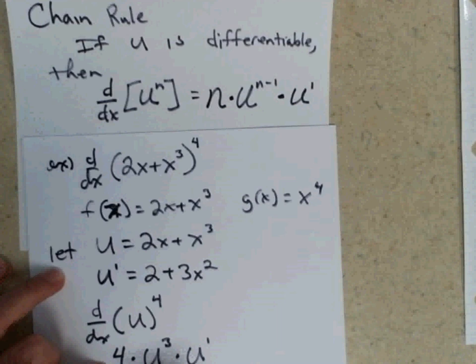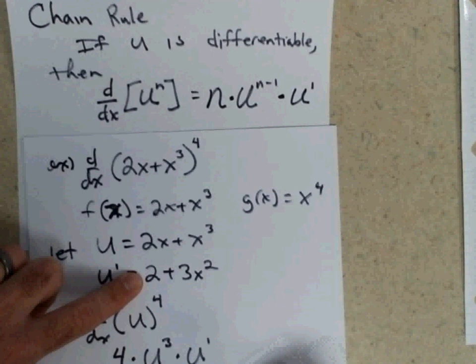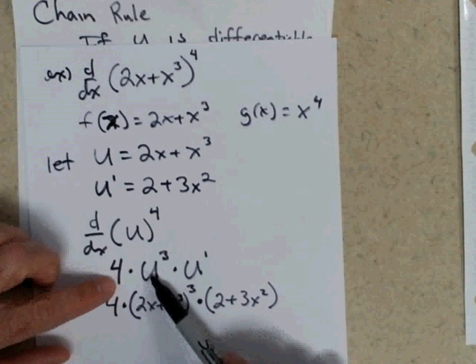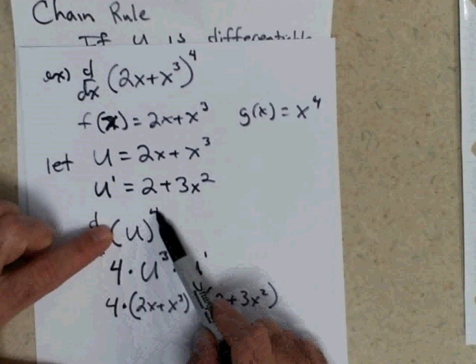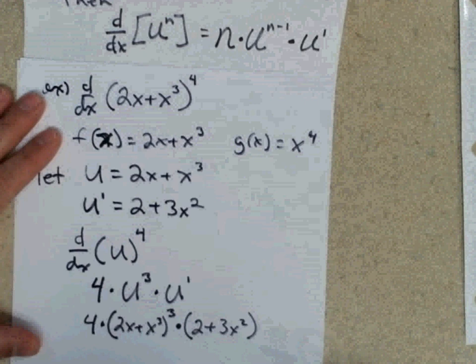So you have 4 times, I'm going to put u as 2x plus x cubed, raised to the third, times u prime, and you have to be really good with your parentheses, 2 plus 3x squared. And that's the answer. And then you stop. Oh, no. Sorry. Thank you. Do I need to do it again? So did you guys get 4u to the third times u prime? I just took the derivative, right? The 4 comes down, make it 3, and then you have to add the chain rule. And it's hard to do math on this thing. I can't go lower than here.